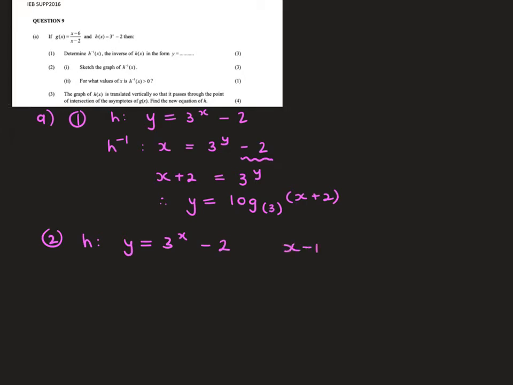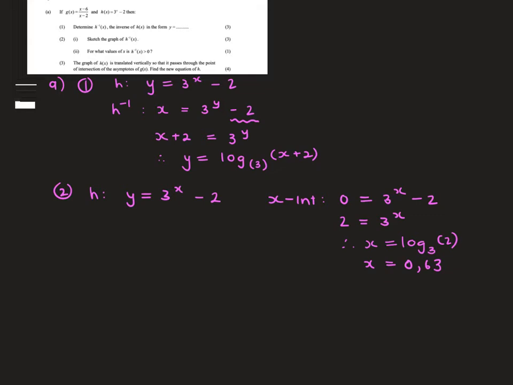So if I figure out the x-intercept here, so the x-intercept, we let y equal 0, so 3 to the x minus 2, so 2 equals 3 to the x, and now we don't have to worry because logs will save the day. We can figure out that the x-intercept will be at 0,63, right, if I round it off to 2 decimals. If I want to determine the y-intercept, right, what do we do? We let x equal 0. So 3 to the 0 minus 2, that will be 1 minus 2. So your y-intercept will be at -1.